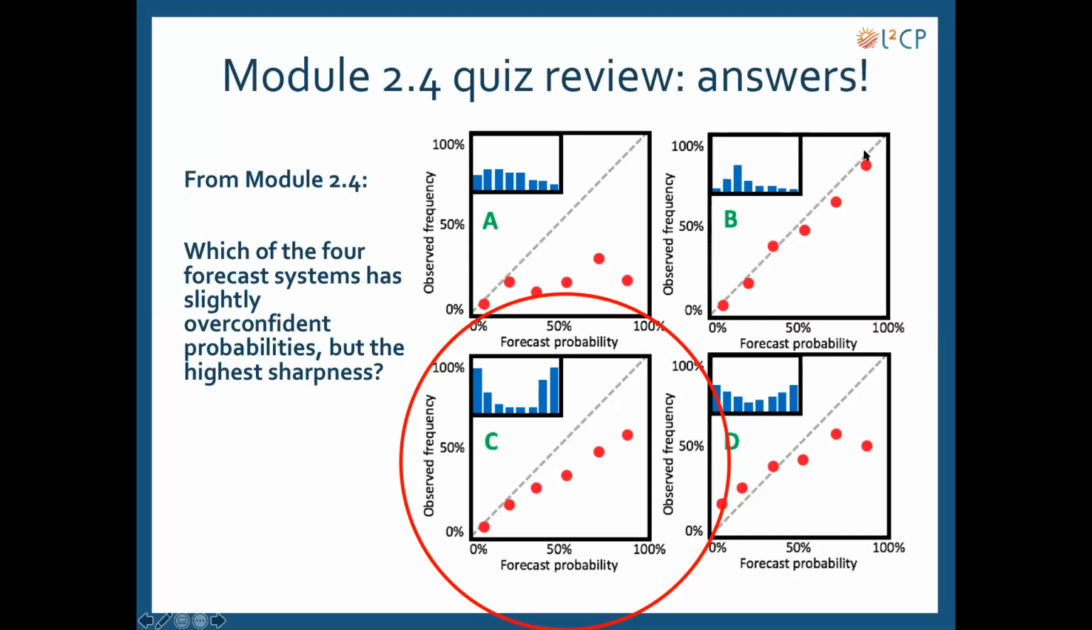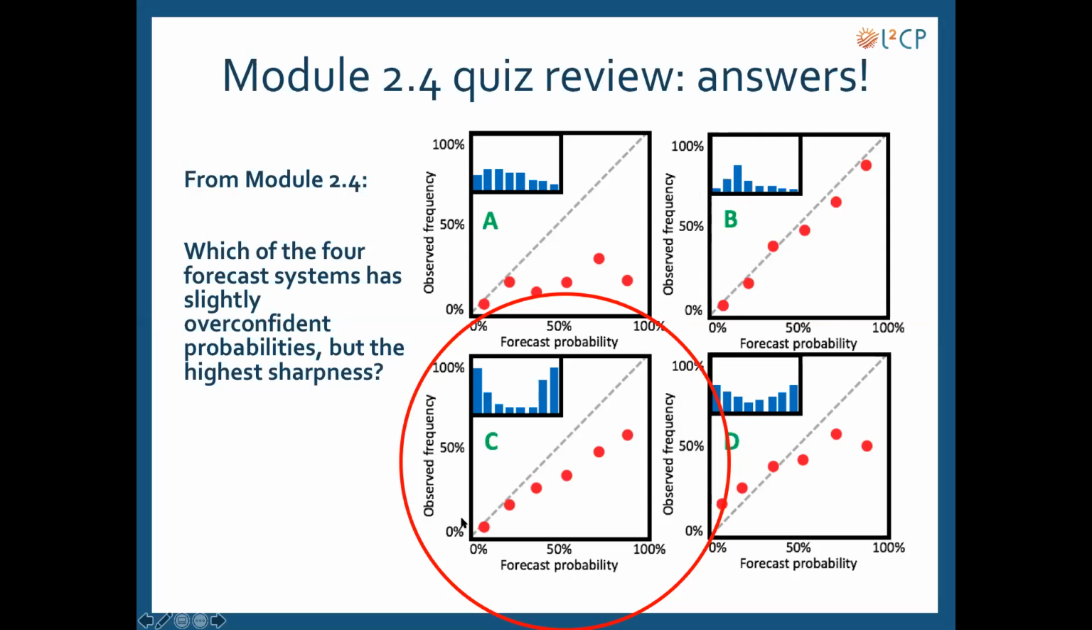But we're also looking at sharpness. Sharpness is these blue bars, and these blue bars indicate how often the model is issuing probabilities at different levels. The bars here correspond to the same probability levels you see on the x-axis. So this lowest bar is about 0%, the highest bar is about 100%. You can see that system B is not giving those probabilities that frequently. In fact, the most common probability is about 30%. This kind of shape, we would say that's quite low sharpness relative to these other systems.